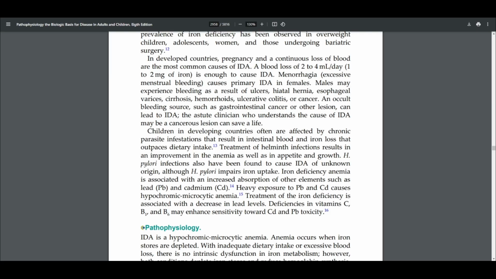Males may experience bleeding as a result of ulcers, hiatal hernias, esophageal varices, cirrhosis, hemorrhoids, ulcerative colitis, or cancer. An occult bleeding source, such as a gastrointestinal cancer or other lesions, can lead to IDA. The astute clinician who understands the cause of IDA, maybe a cancerous lesion, can save a life.